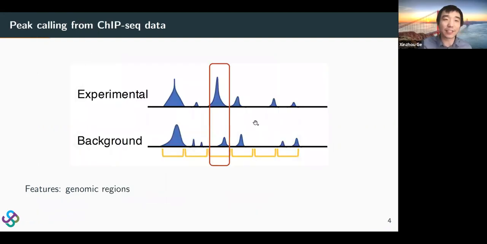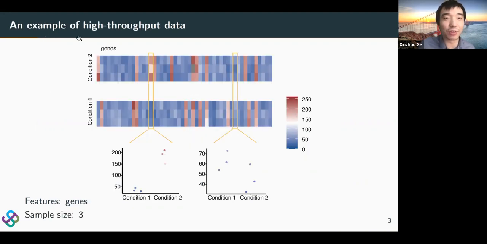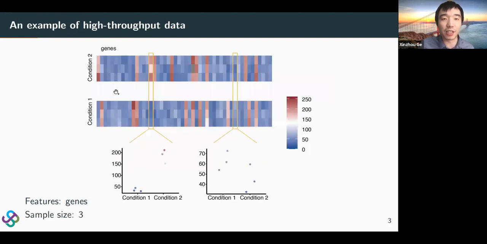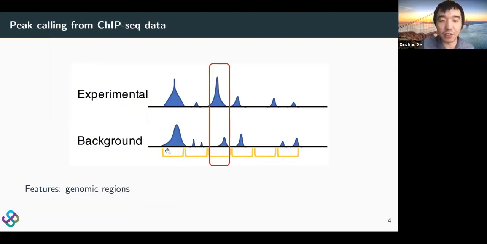And here is another example of high throughput biological data. The previous one is called differential expressed gene analysis, and this one is called peak calling analysis. This is an example with only one sample for each condition. The first is the experimental condition, and the second is the background condition. In this example, each feature is a genomic region, for example the yellow bins here.